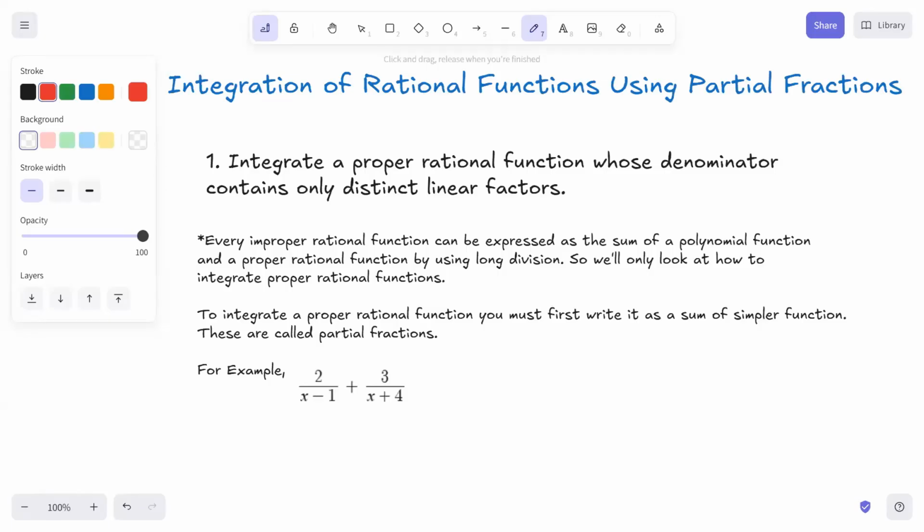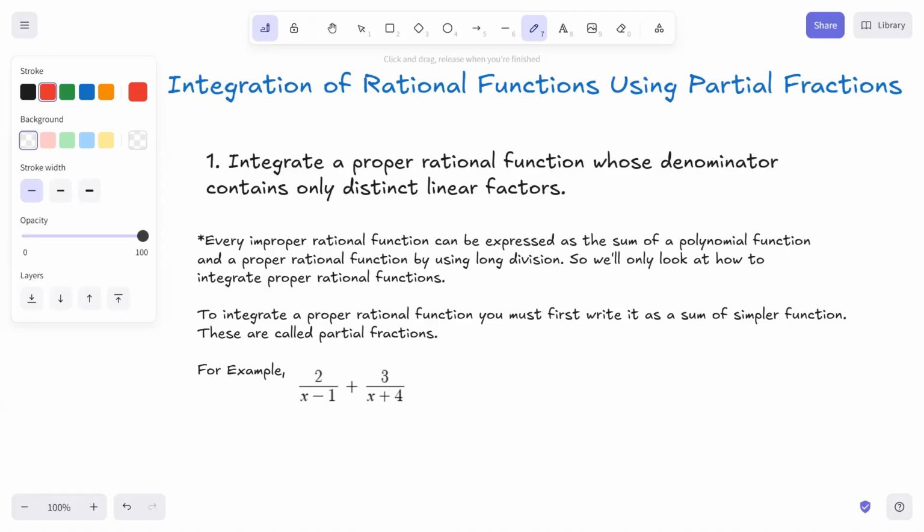Okay, guys, in this section, we're going to talk about integration of rational functions using partial fractions. We're going to look at four cases here, but before we jump in, let's talk about where this kind of comes from. Every improper rational function can be expressed as the sum of a polynomial function and a proper rational function by using long division. So we're only going to look at how to integrate proper rational functions.